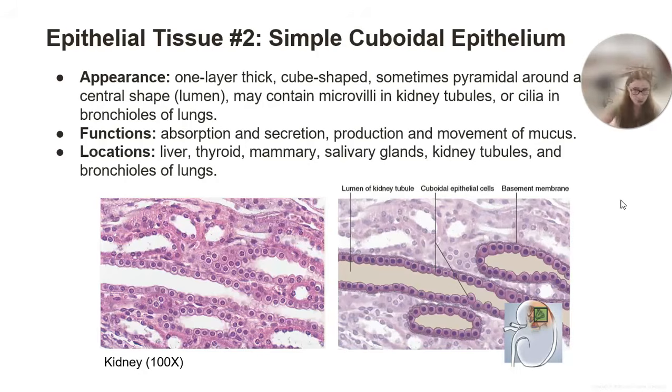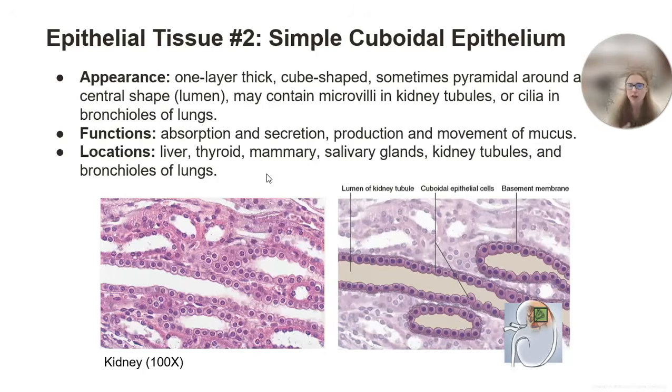Now, I already kind of hinted at this, but the functions of our simple cuboidal epithelium are going to be things like absorption and secretion. Here we see an image of kidney simple cuboidal epithelium. Here, these cuboidal cells are doing absorption and secretion work to help to create that urine. We also, remember, have this tissue type in areas like the lungs, and if we have cilia on this tissue type, we're actually going to help with the production and movement of mucus through the lumen of that tissue. So these are places where we want to absorb and secrete, and places where we want to move stuff along the lumen.